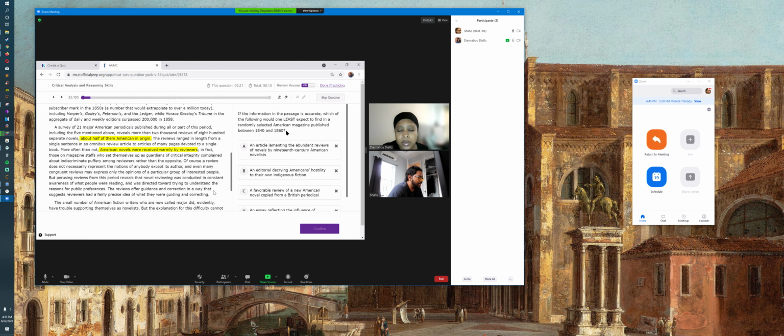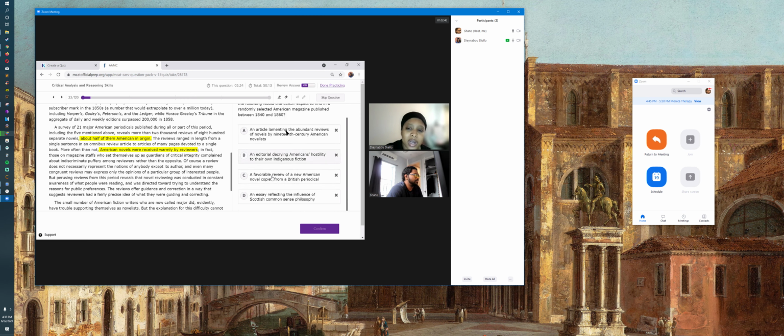So let me see the other choices. I would say this could be found because it said, per using reviews from this period reveals that novel reviewing was conducted in constant awareness of what people were reading and was directed toward trying to understand the reasons for public preferences. The reviews offer guidance and correction in a way that suggests reviewers had a fairly precise idea of what they were guiding and correcting, right? So I'm saying that we cancel D. If we chose something, what would we least expect to find, right? So just leave D for a sec.